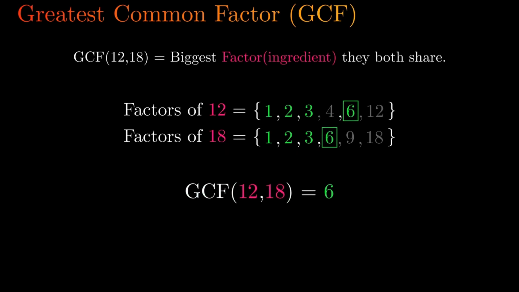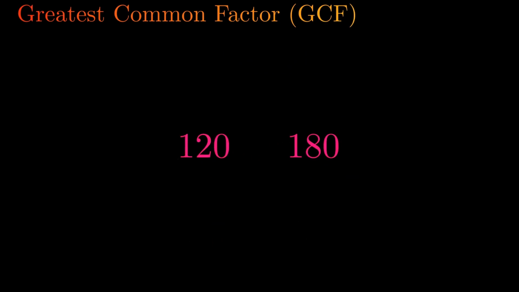But what if the numbers are huge? If I asked you to find the GCF of 120 and 180, you definitely wouldn't want to sit there listing factors one by one. You'd be there all day. For big numbers, we use a tool called prime factorization, or factor trees. We're going to break these numbers down until we hit their atomic level, the prime numbers.